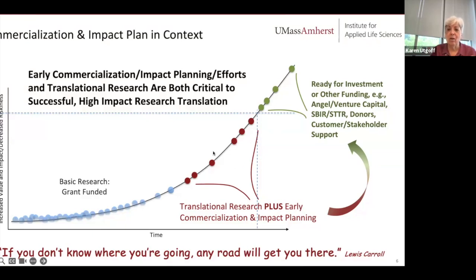And in this area, what the Translational Seed Awards are intending to fund is to move these translational research projects up to being ready for investment or other funding from angel or venture capital, SBIR funding from the federal government, donors who would contribute to a high impact nonprofit, or even customer and stakeholder support. But to achieve that, you really need early commercialization and impact planning efforts in concert with this translational research. So what we're trying to do is give you an opportunity to combine both, to move your project up to this ready for investment and for launch beyond the campus towards self-sustainability, by including this in the solicitation.